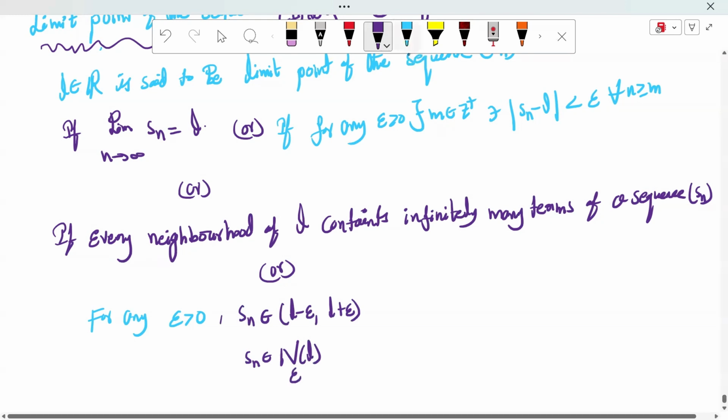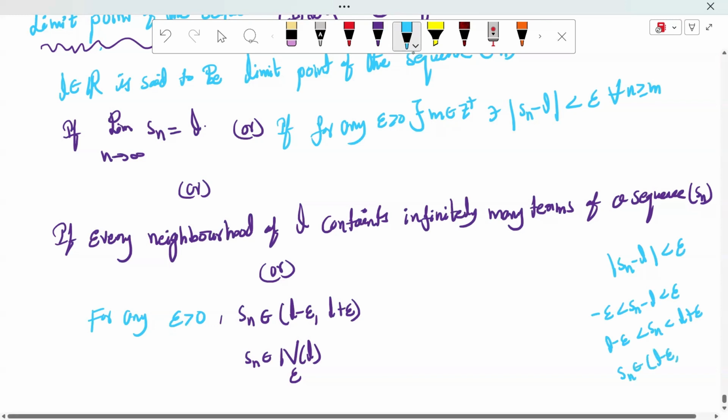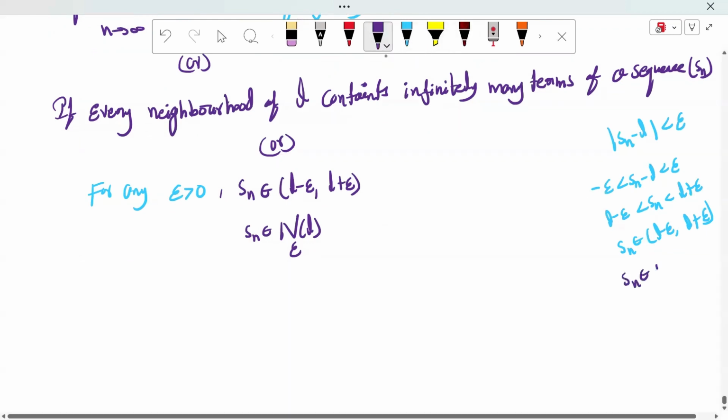You may not understand how this came. Look here, sir: modulus Sn minus L less than epsilon. Remove the modulus; taking the modulus off gives plus or minus, so minus epsilon less than Sn minus L less than epsilon. Adding L on all sides, L minus epsilon less than Sn less than L plus epsilon. So Sn belongs to the open interval L minus epsilon comma L plus epsilon. This is called the neighborhood of L with radius epsilon.